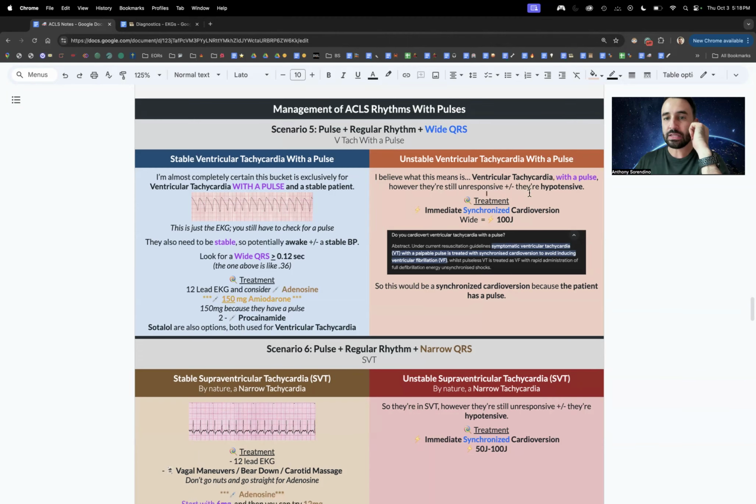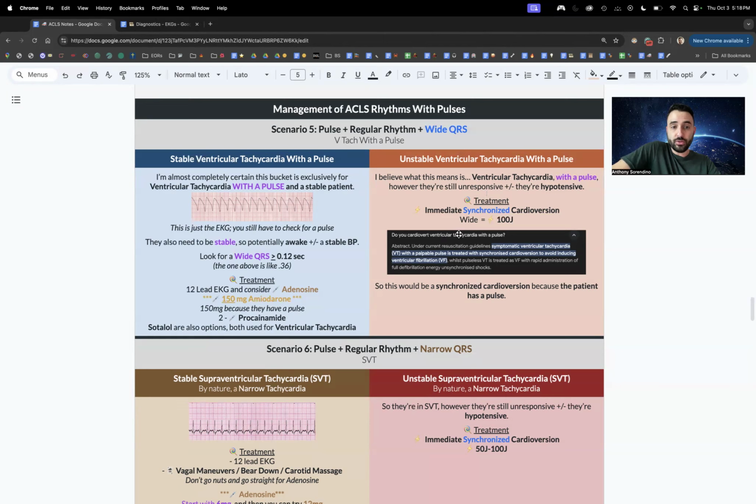The other reason it's synchronized is because there is a pulse to synchronize to. That's the important thing. Unsynchronized, there's no pulse. VTAC and VFib are technically rhythms, but there's really no QRS to sync it to. So for stable VTAC with a pulse, your patient has VTAC, they have a pulse, and they're stable, meaning their blood pressure is fine.